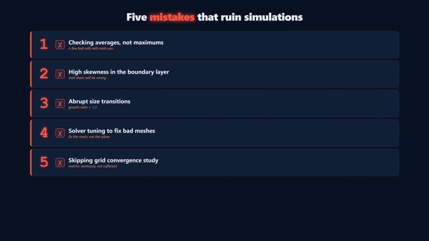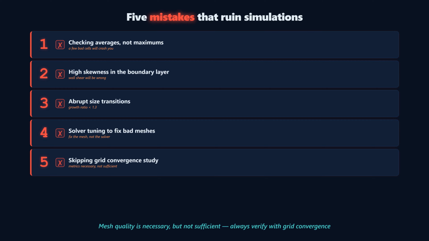Mistake 3. Abrupt size transitions. Jumping from fine to coarse with a growth ratio above 1.3 creates a local first order accurate zone that smears flow features. Mistake 4. Trusting solver tuning to fix bad meshes. Dropping to first order upwind or heavy under-relaxation might achieve convergence, but the results are unreliable. The fix is always the mesh.